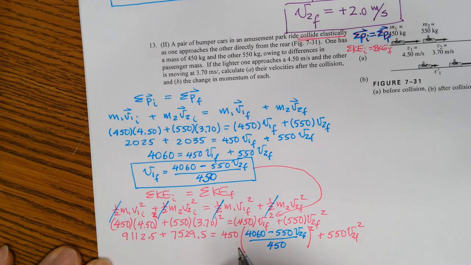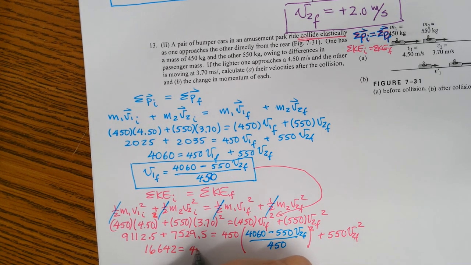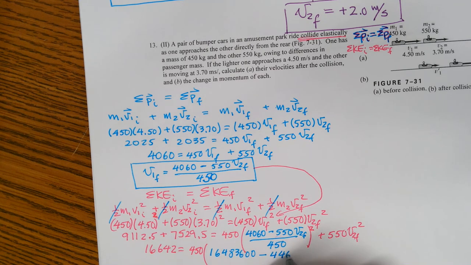So, if I add these up, I think I get something like 16,642 is equal to this 450 times... curses, foiled again. I gotta foil this. All right? And if I foil this, here's what I get. This times this, this squared, I get something like 1,648,300. Minus this times this times 2, right? So this times 2, and I get 4,466,000 V2 final.